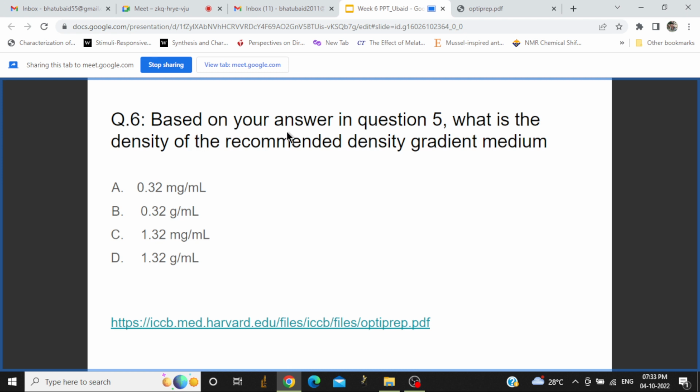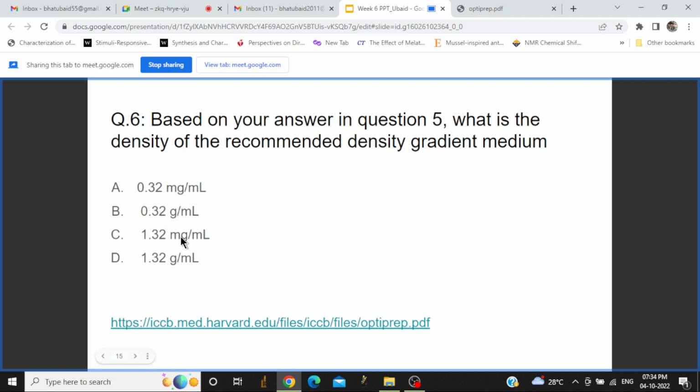So based on your answer in question 5, we are talking about OptiPrep. What is the recommended density of the OptiPrep? The answer is 1.32 grams per ml. So it is in the range of 1 to 1.3 or 1.4 grams per ml, and these are not the answers.